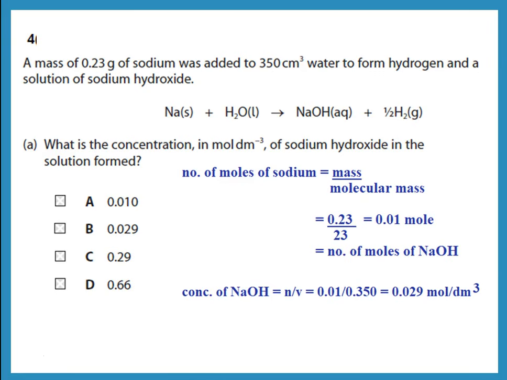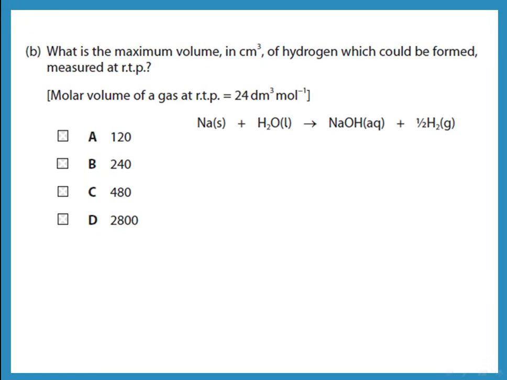In order to get the concentration of sodium hydroxide, you should remember concentration is number of moles over volume, 0.01 over the volume. He gives me the volume as 350 cm³. We do not use it as cm³. We have to divide it by 1,000 first in order to change it to dm³, and that gives me a concentration of 0.029. So that is my answer. Do we remember all of this? Please use this to remind yourself of all the different topics we're supposed to know.